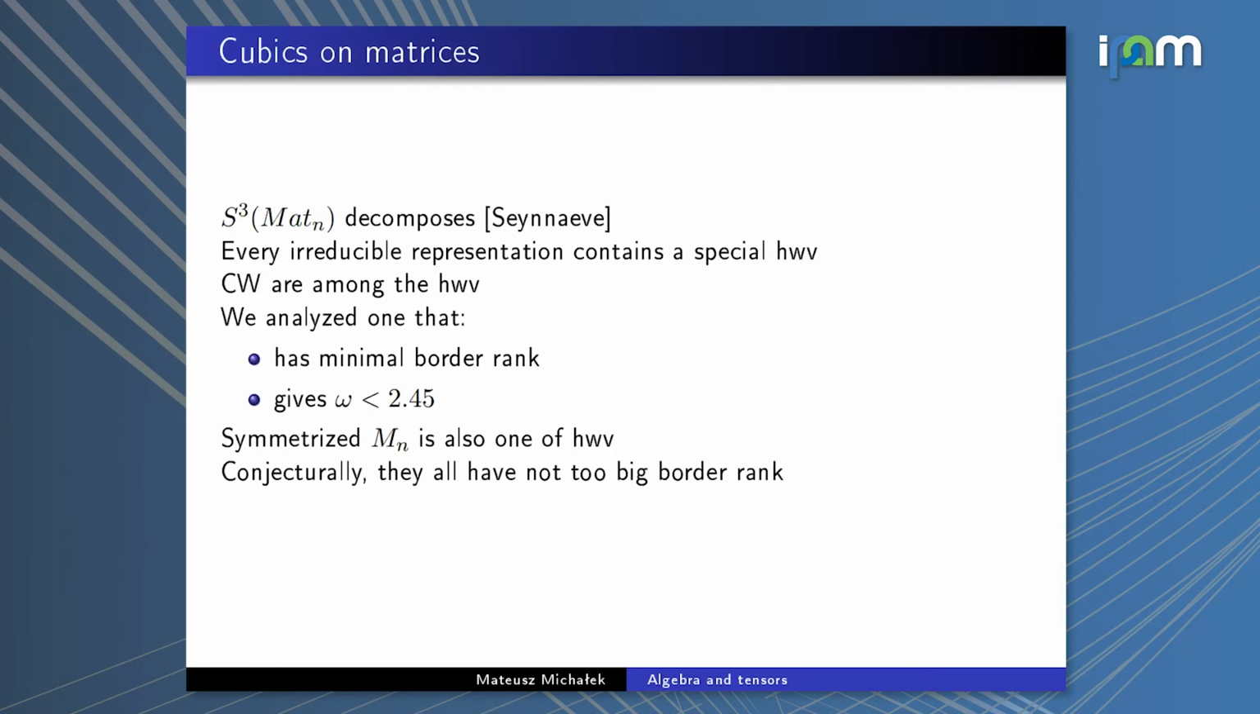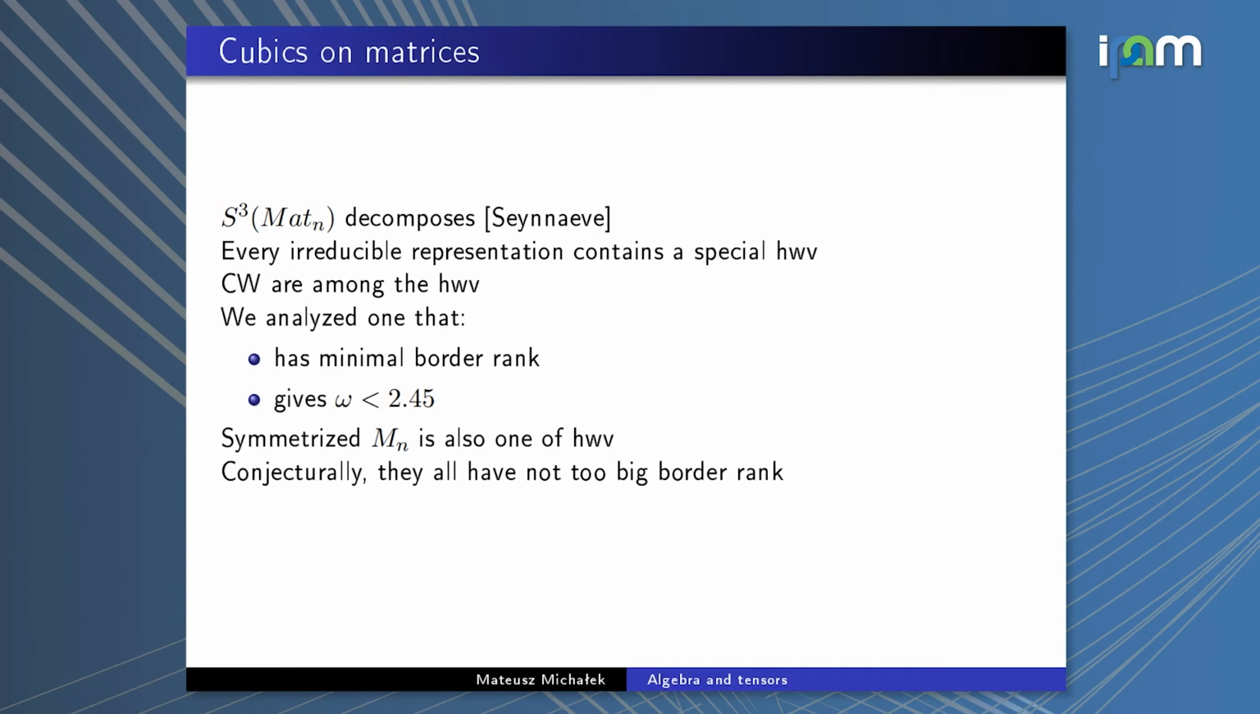Okay, so the first thing I would look at will be n by n matrices. This is a vector space, which I denote by Mat_n. And on this vector space, I can look at degree 3 homogeneous polynomials. So degree 3 homogeneous polynomials on n by n matrices also form a vector space, a much bigger vector space that I denote by S^3 of Mat_n. Okay, it's a vector space of homogeneous degree 3 polynomials on the space of n by n matrices.